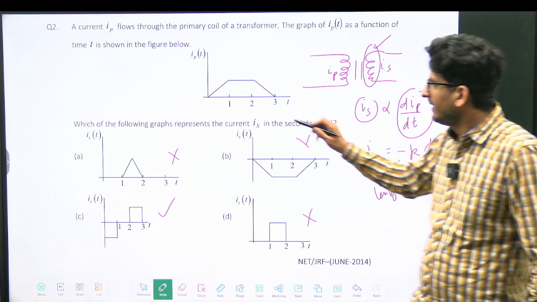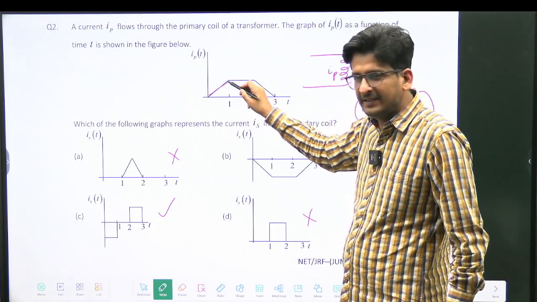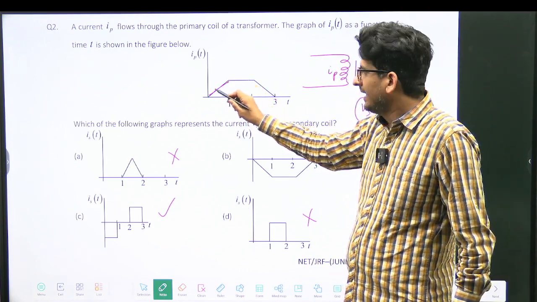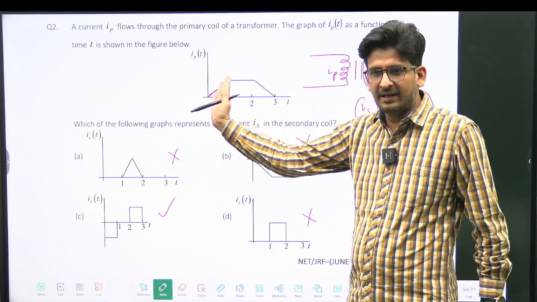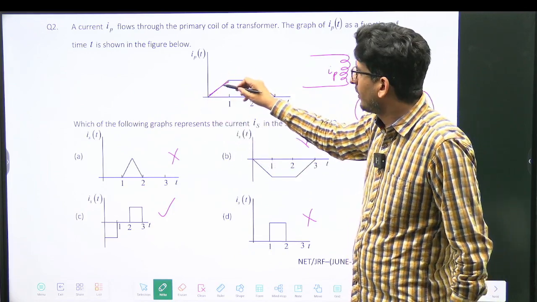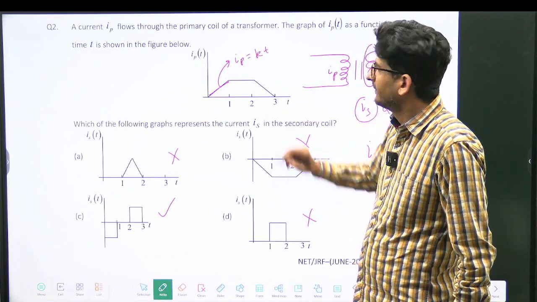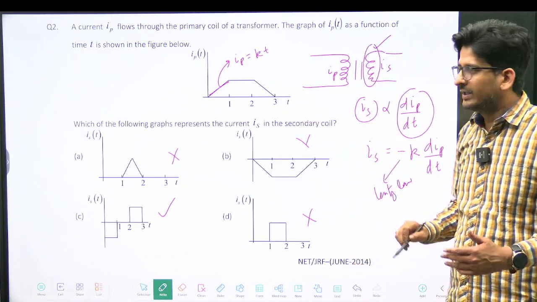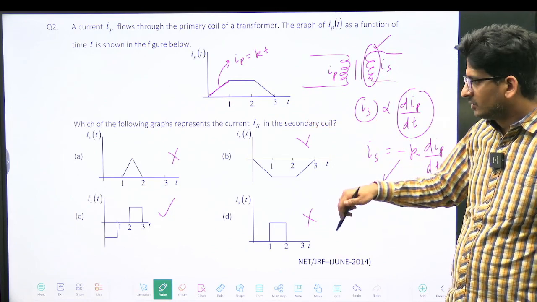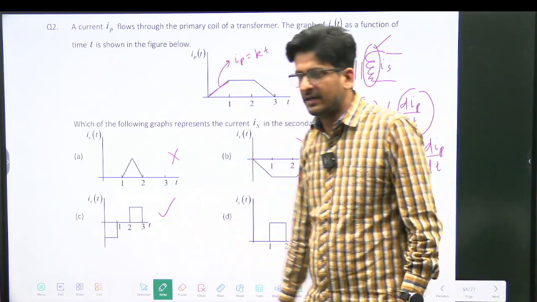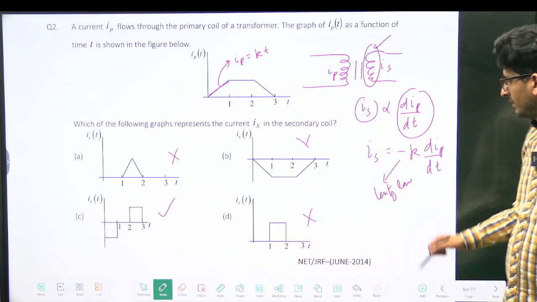So please see here, flux will be increasing, and the derivative of this is linear, no? But what is the equation of this? IP is equal to some kt. So the derivative will give a constant. So that constant should be negative here because of the Lenz law.